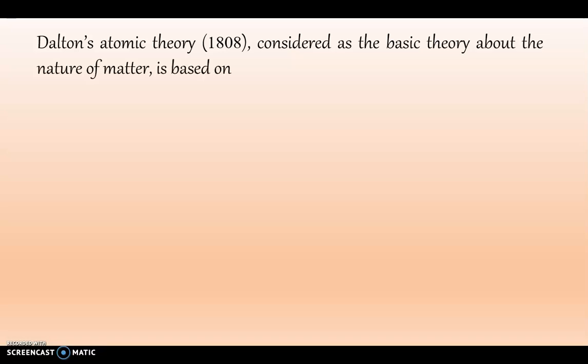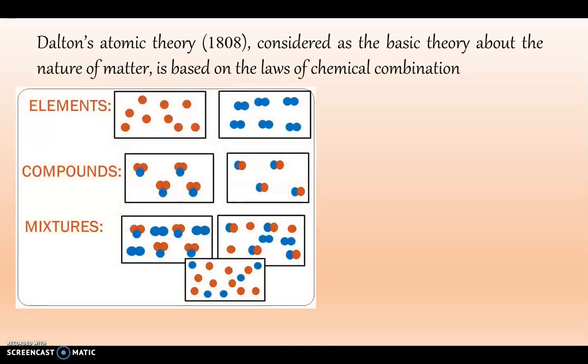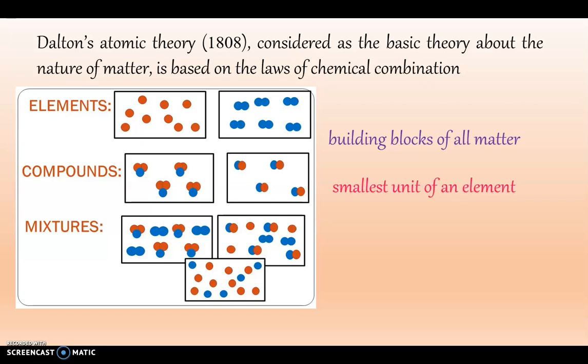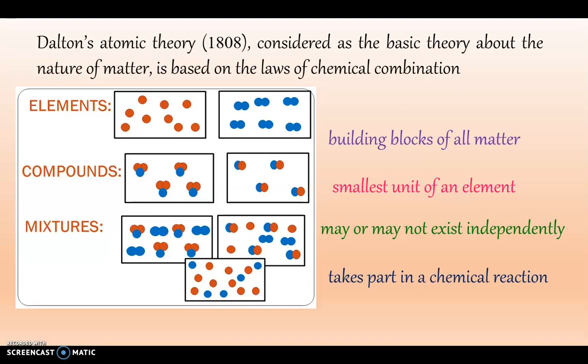as the basic theory about the nature of matter. This theory was based on the laws of chemical combination. According to this theory, all matter, whether an element, a compound, or mixture, is composed of small particles called atoms. Atoms are the building blocks of all matter, the smallest unit of an element, which may or may not exist independently but always takes part in a chemical reaction.